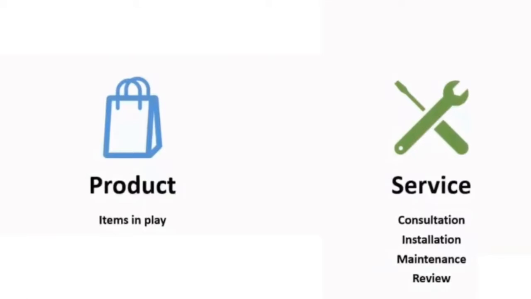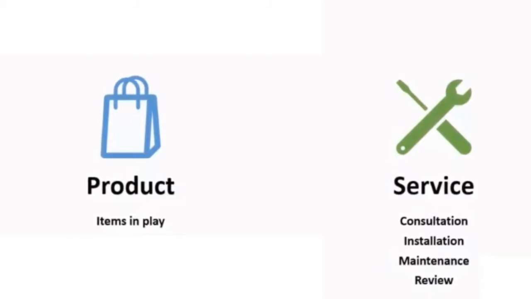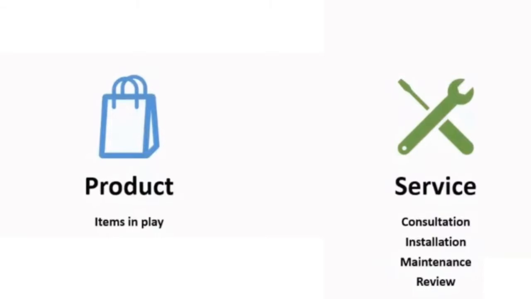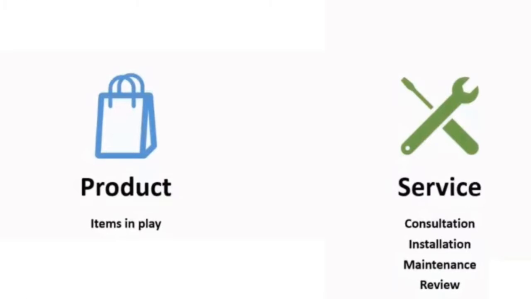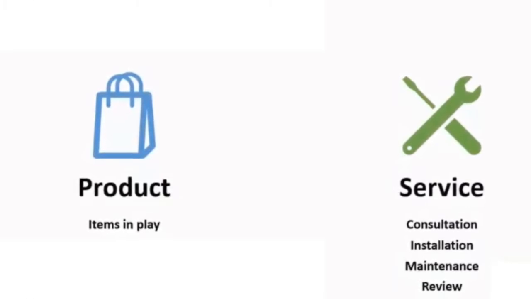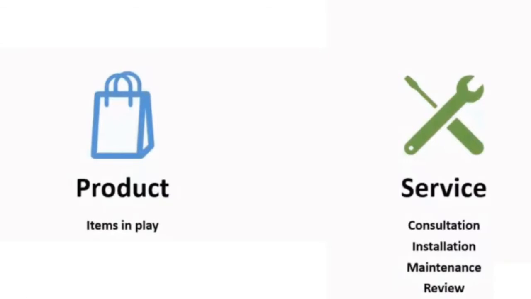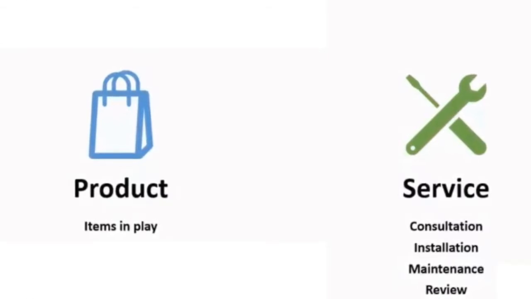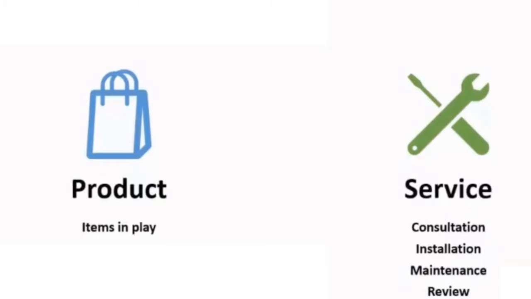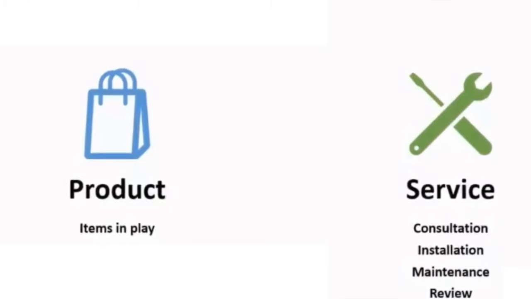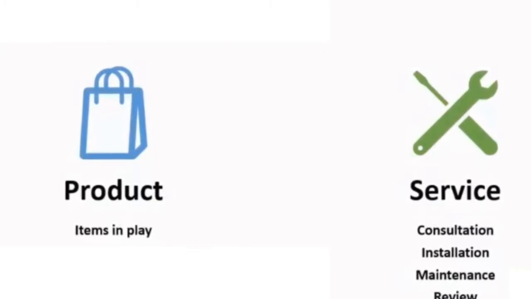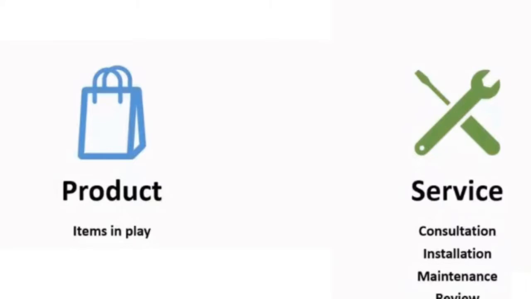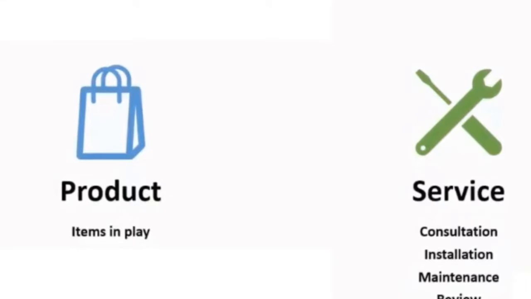The first thing that you should see on the screen is that price has been divided into two components. You've got the product on the one hand and the service on the other. The product is the items that are in play, whereas the service includes things like the consultation, the installation, the maintenance, the review. So anything that requires a service element will go into that section. We're going to work with both of these independently, and then bring it all together so that you can see how everything fits.